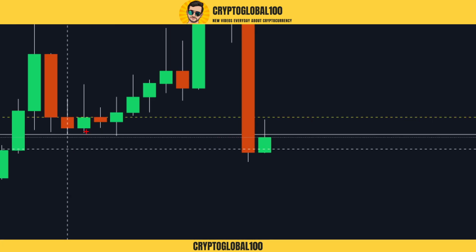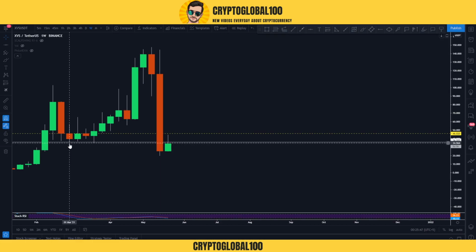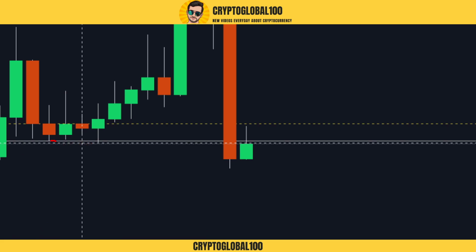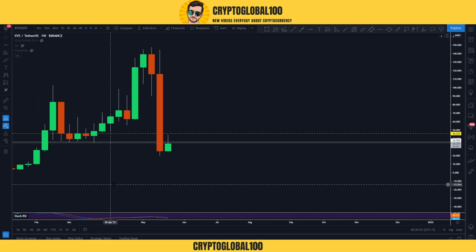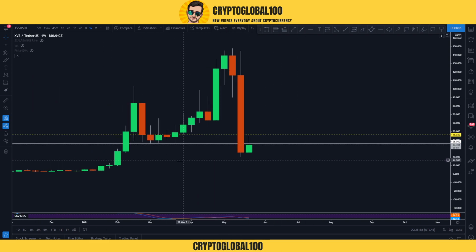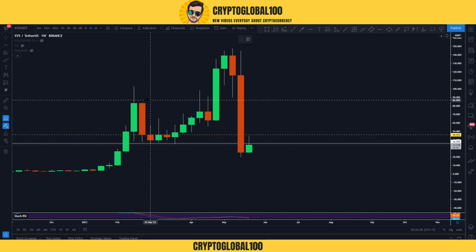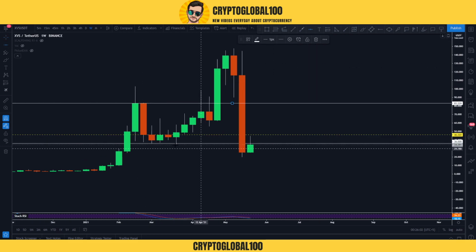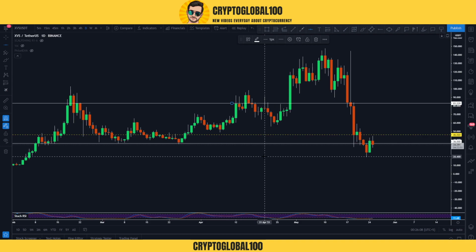Why I selected this area? Because this was the swing low and I chose the down wick of the swing low candle. So what's next now? If we take a look here, this is also a good zone, but that's too much far away from the current price. I'm gonna now move on to the daily chart.